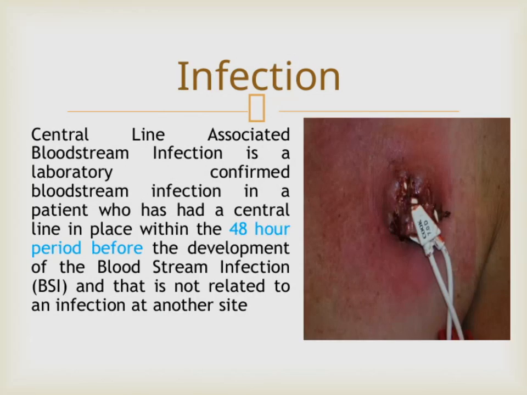Now, let's talk about central line-associated bloodstream infection, or CLABSI for short. This type of infection is confirmed through laboratory tests showing bacteria or fungi in the bloodstream. It specifically occurs in patients who have had a central line in place within the 48 hours before the infection develops. It's important to note that this infection isn't related to an infection at another site, like the urinary tract or wound. Essentially, we're looking at infections that are directly linked to the presence of the central line itself.